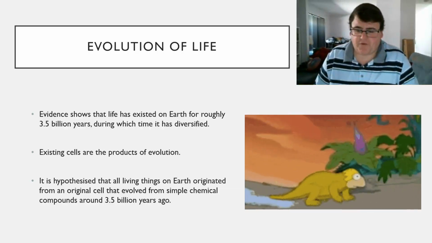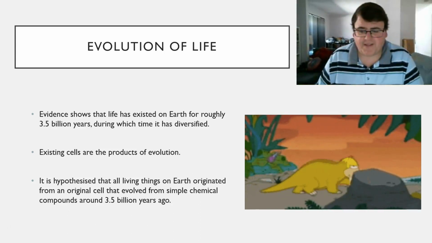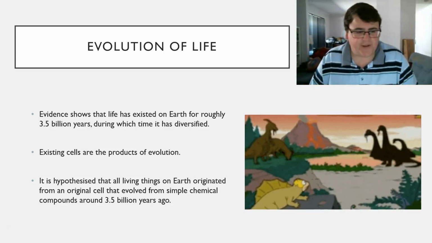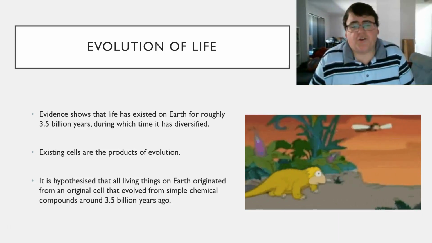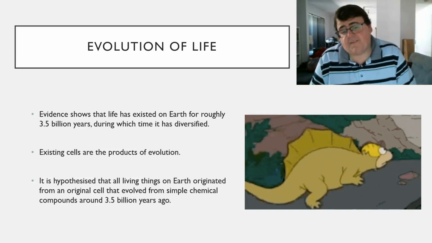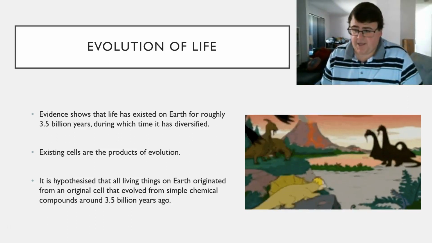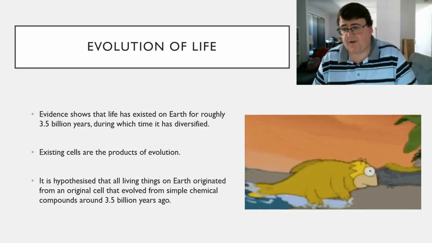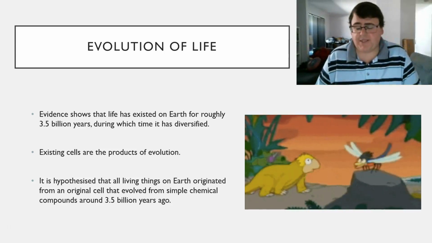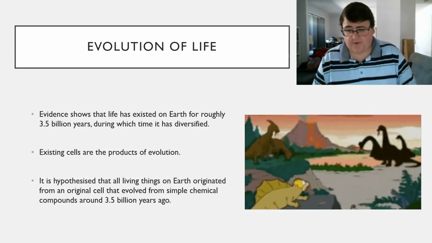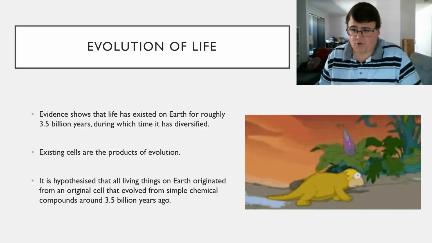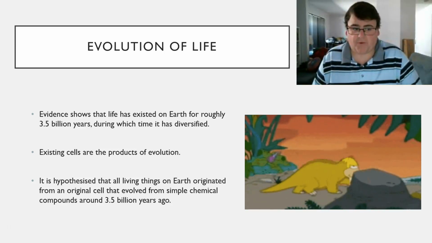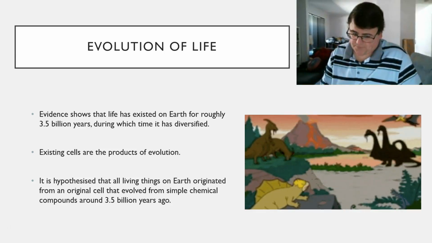So, evolution of life, and we've got a little animated GIF there that's not really important, but just a little evolution joke. So, the evidence that we have shows that life has existed on Earth for roughly 3.5 billion years, during which time it has diversified greatly. Now, all the existing cells in our body, in other animals, in unicellular organisms, are all the products of evolution and have been 3.5 billion years in the working.